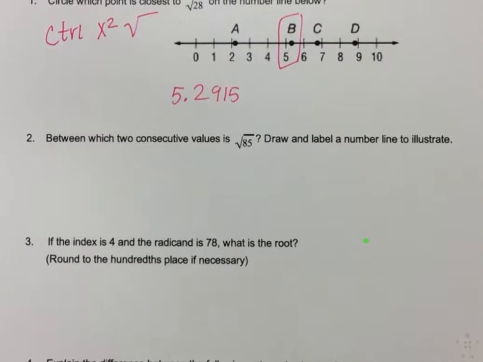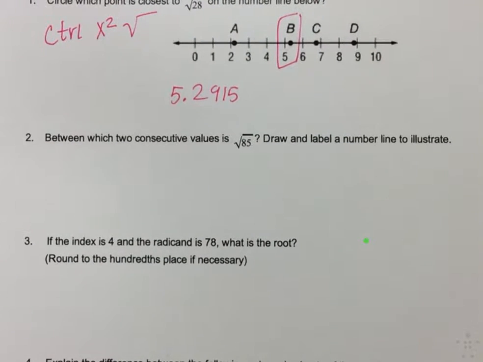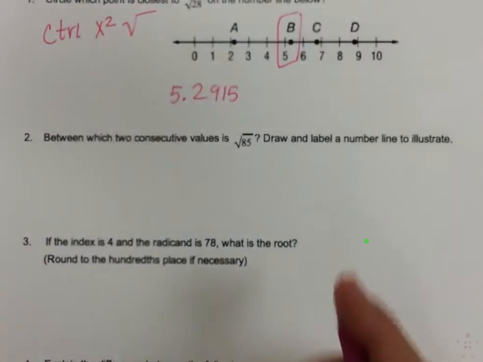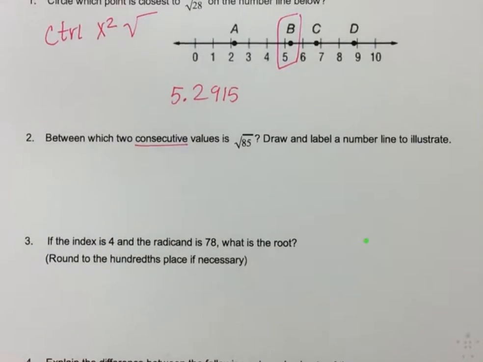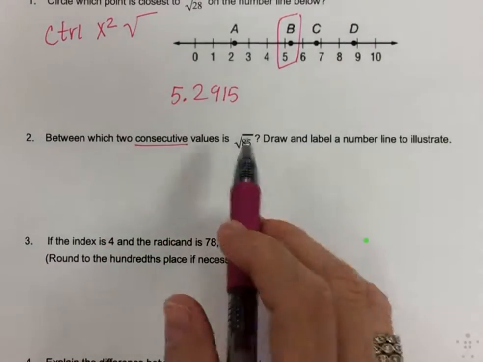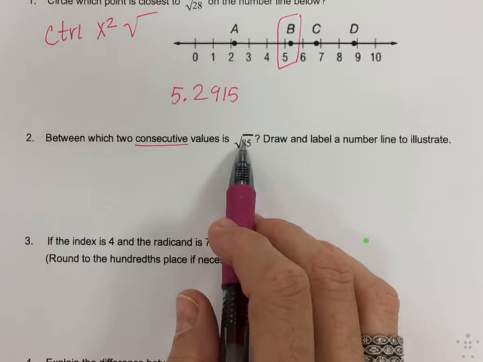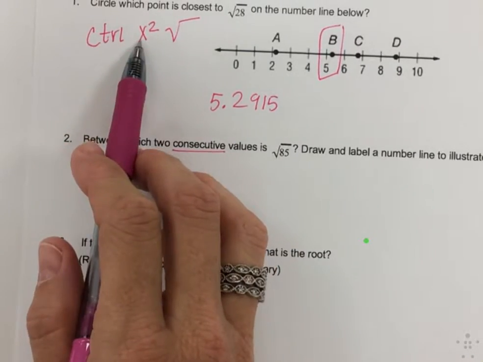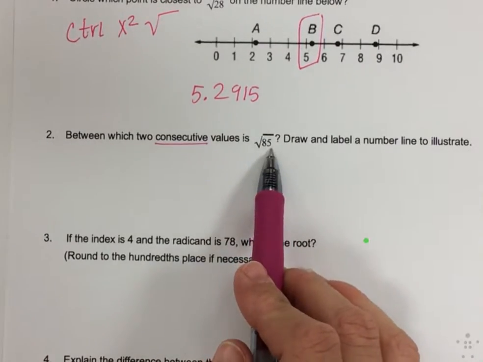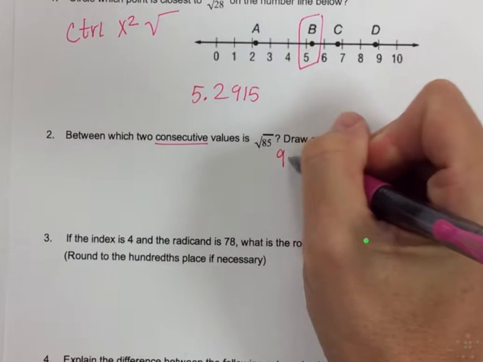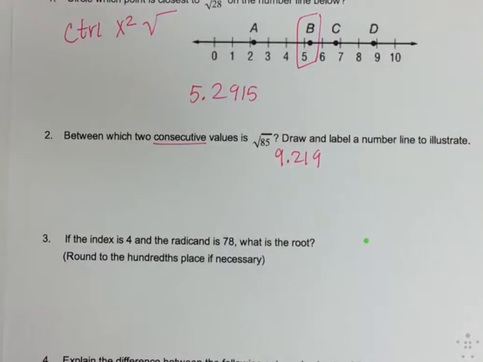Question 2 says, between which two consecutive values is the square root of 85? Draw and label a number line to illustrate. So you have to remember that the word consecutive means numbers one right after the other. So again, we're going to use that calculator, and we're going to do the control x squared to get the square root sign, and we want to do the square root of 85. When we do that, it's going to be 9.219.